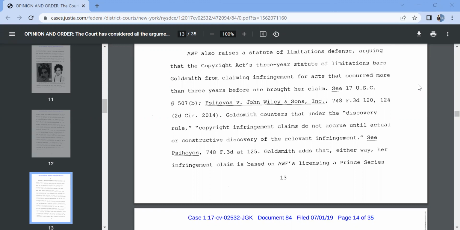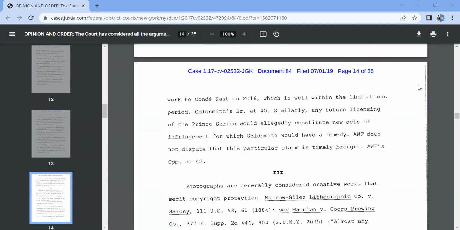Goldsmith countered that under the discovery rule, copyright infringement claims do not accrue until actual or constructive discovery of the relevant infringement. Goldsmith added that either way, her infringement claim is based on AF licensing the print series work to Condé Nast in 2016, which is well within the limitation period. Similarly, any further licensing of the print series would allegedly constitute a new act of infringement for which Goldsmith would have a remedy. AF does not dispute that this particular claim is timely brought.